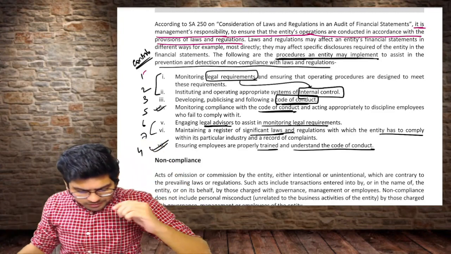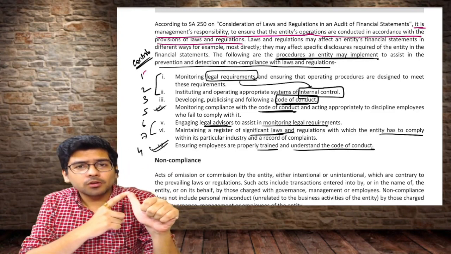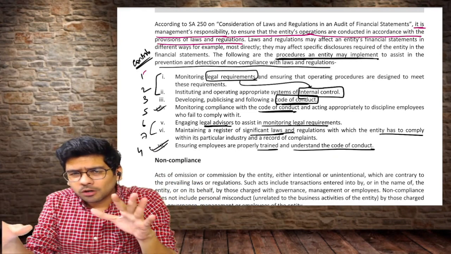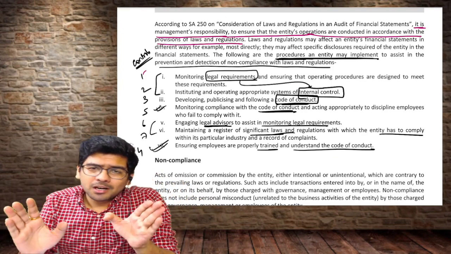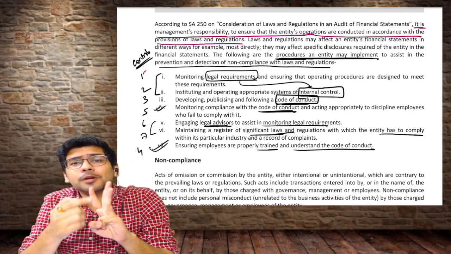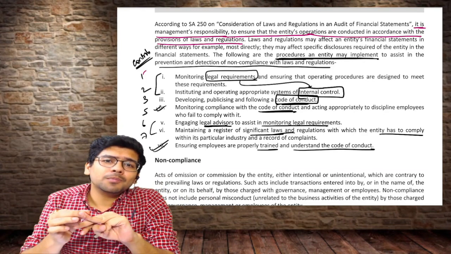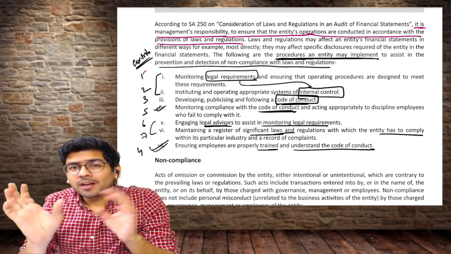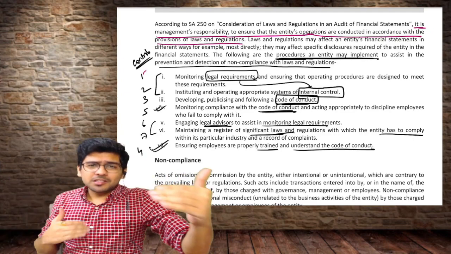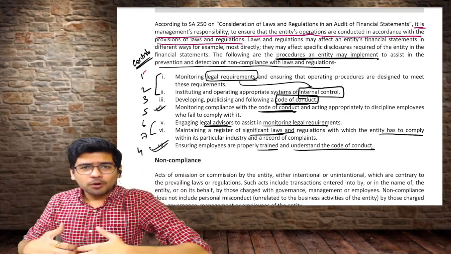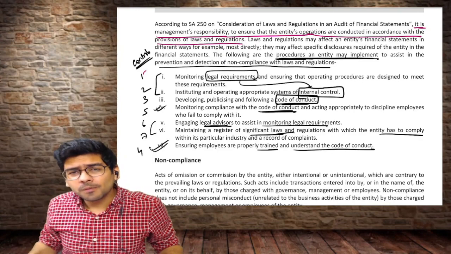So 7 points I think we have, very simple. First is what? Monitor your legal requirements. Okay, what laws are applicable to you, what laws are, let's say, very important to you. Okay, then implement the controls. Third, fourth, fifth, with respect to code of conduct: develop code of conduct, communicate code of conduct, ensure compliance with code of conduct by monitoring. Okay, engage legal advisors if need be. And seventh point, maintain a register of all the laws that are applicable to you, who is in charge of the laws, all these details. Just maintain a register. This is also a part of your control.